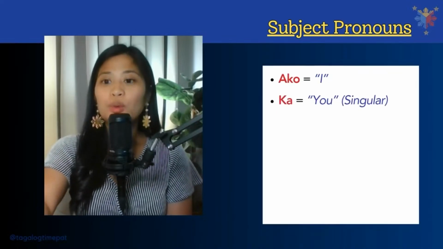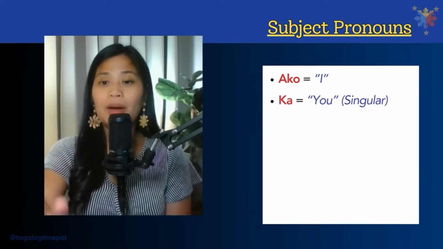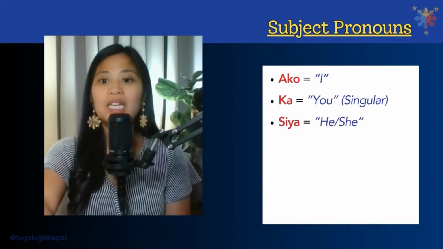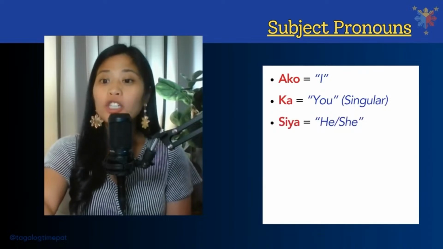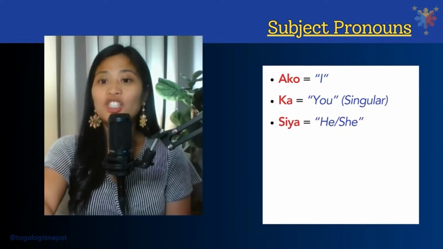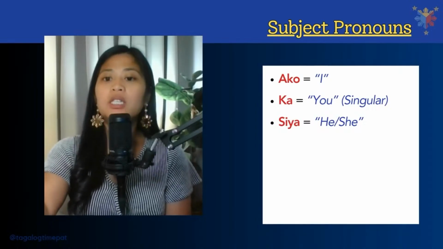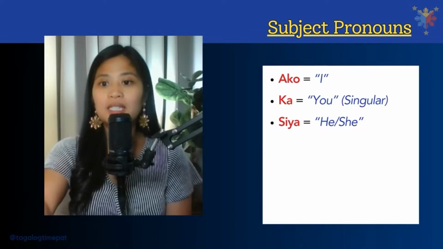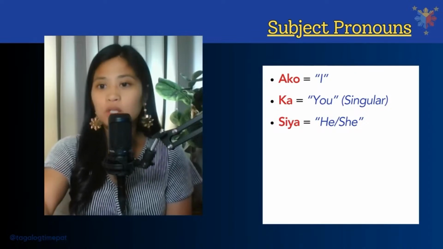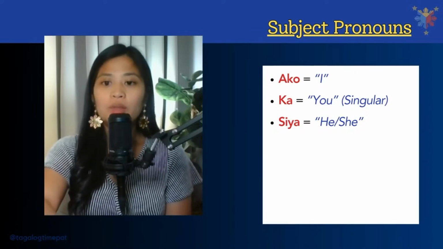Ka means you singular, so it's just you by yourself, one person. Siya means he or she. And I want to point out that siya is gender neutral. That means you have to listen for the context of the sentence to determine who that person is talking about. And also, take a look at the spelling.